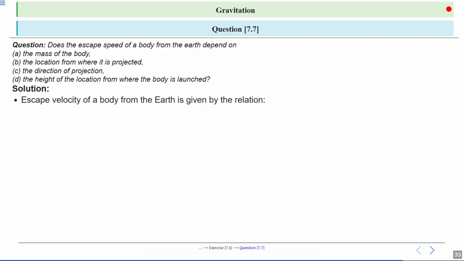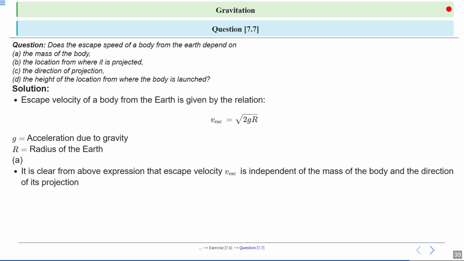Let's begin by understanding the formula for escape velocity. The escape velocity of a body from Earth is determined by a specific relation. That is, V escape is equal to √(2gR), where g is acceleration due to gravity and R is the radius of the Earth. Now we will solve A. It is clear from the above expression that the escape velocity V escape is independent of the mass of the body and the direction of its projection.